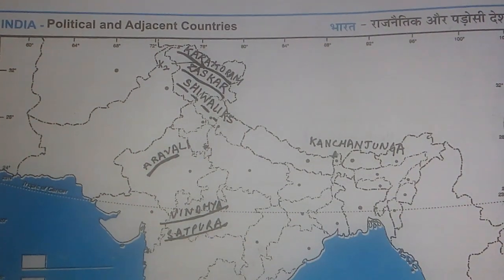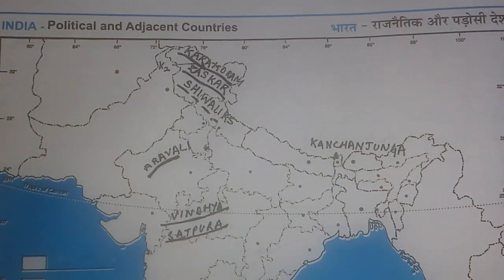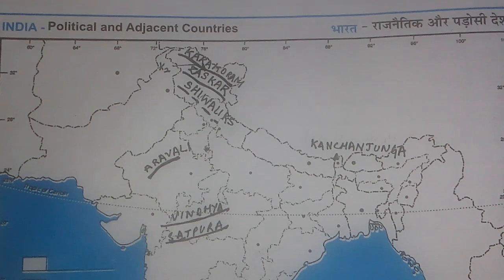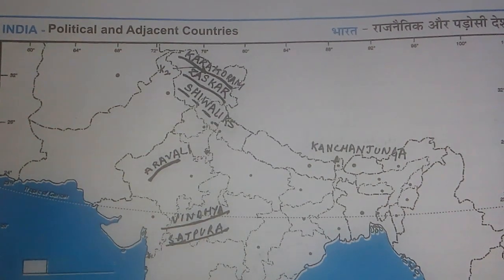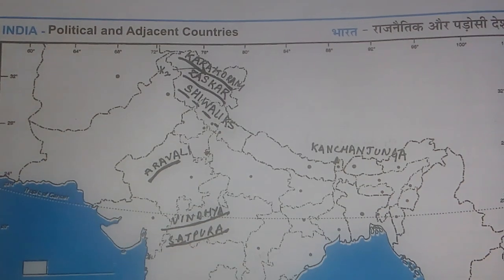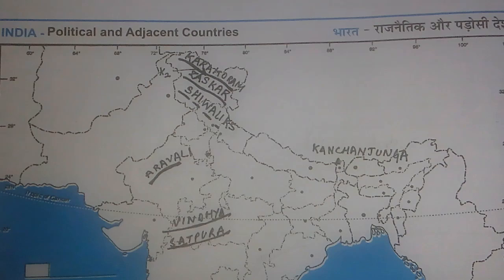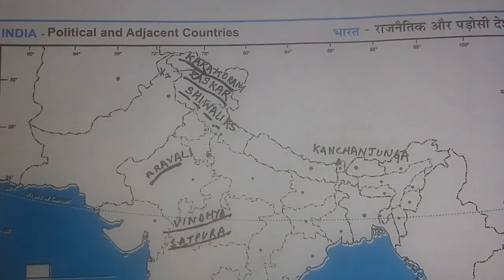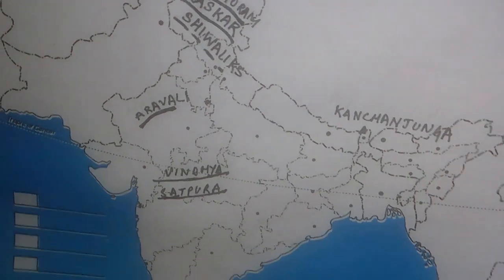Similarly, we are also going to mark Anaimudi, Western Ghats and Eastern Ghats. Again, we are going to take the help from page 10. So, in terms of Anaimudi, it's there in south. Over here, यहाँ पे मार्किंग करोगे और यहाँ पे लिखोगे Anaimudi.